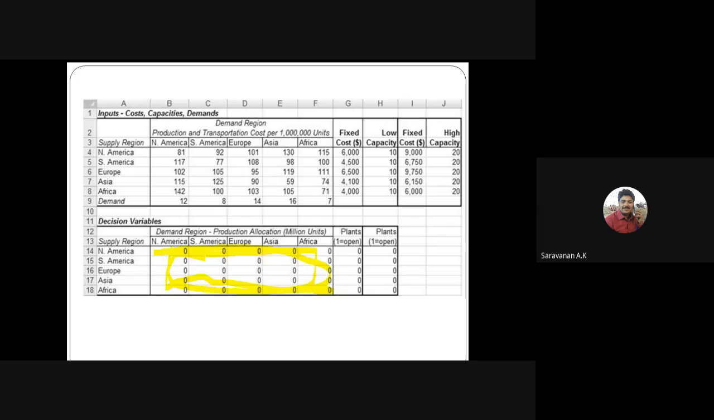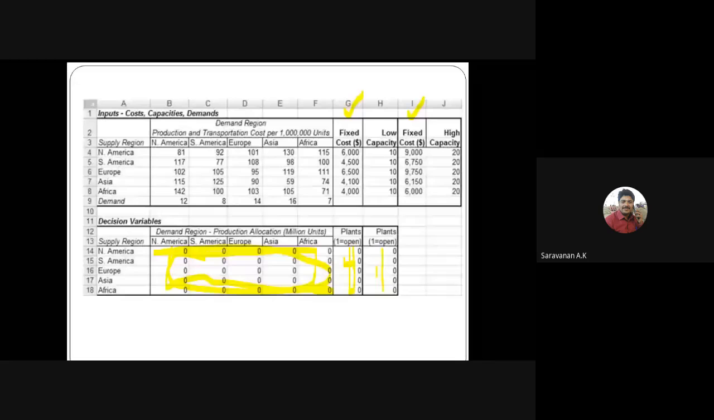Then the second: the plant can be open for low capacity or open for high capacity. Due to the low capacity and the high capacity, surely the fixed cost may vary. So here I have to indicate whether it is open for low capacity, and I have to put 1 for that particular region. For low capacity I put 0 and for high capacity I put 1, right? Like that I have to create this data collection.